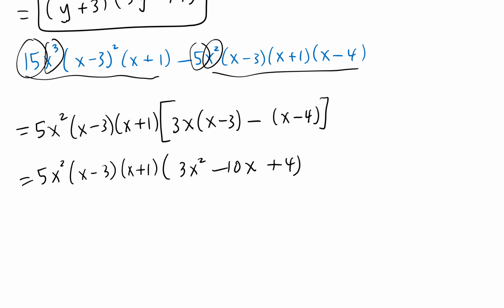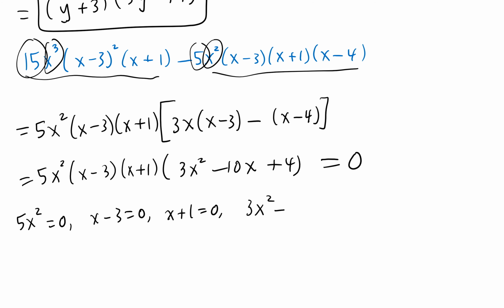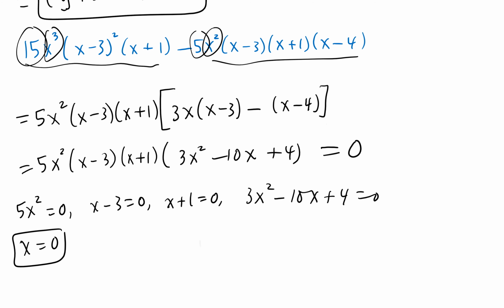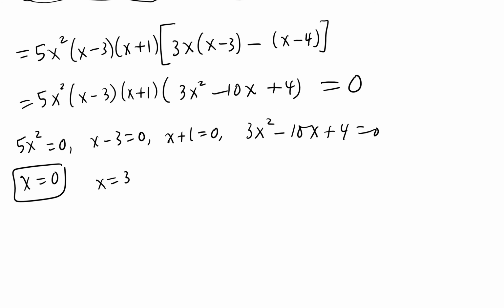In case we are asked to solve this equation, how do you solve such an equation? So let's say we need to solve this equal to 0. So you get 5x squared is 0, x minus 3 is 0, x plus 1 is 0, 3x squared minus 10x plus 4 is 0. So here we get x is 0 because 5 cannot be equal to 0, x equals 3, x equals negative 1. These are called roots or zeros.